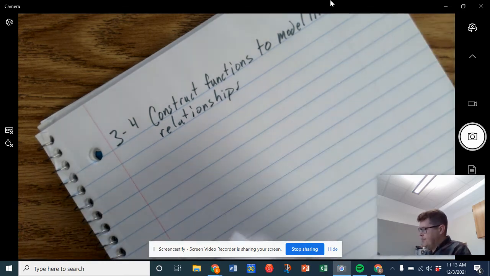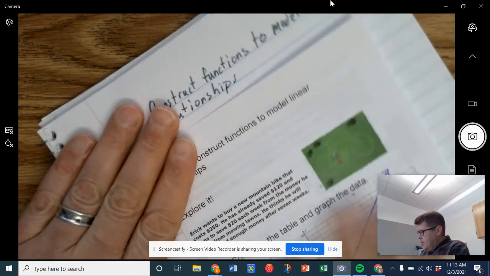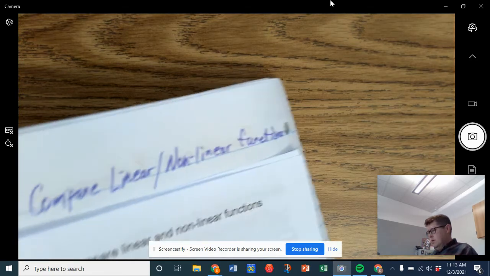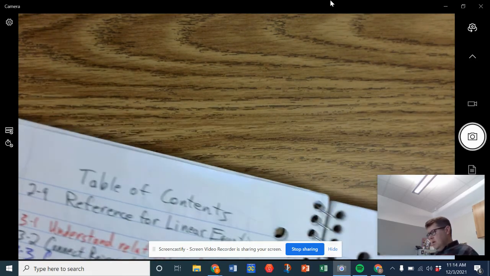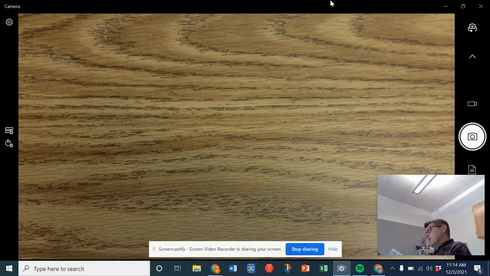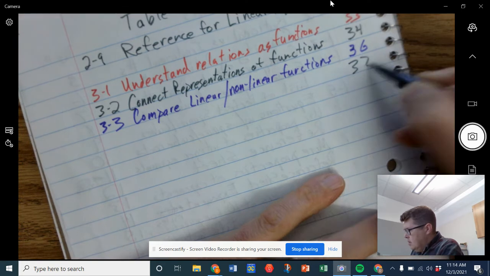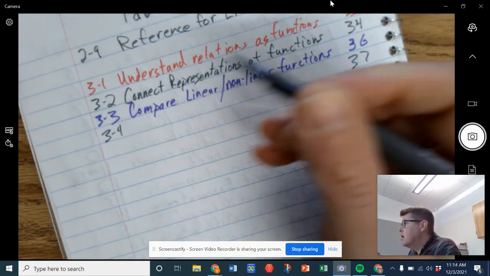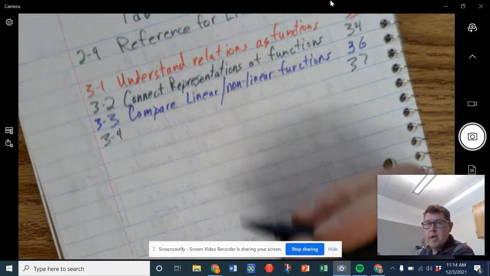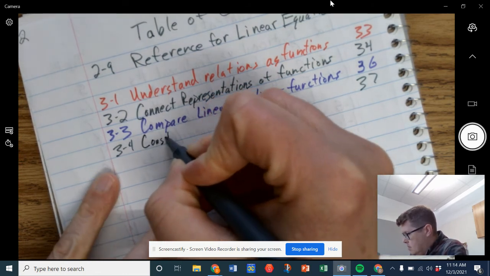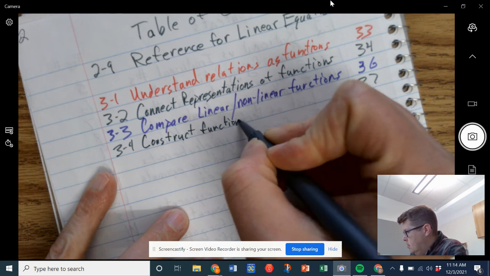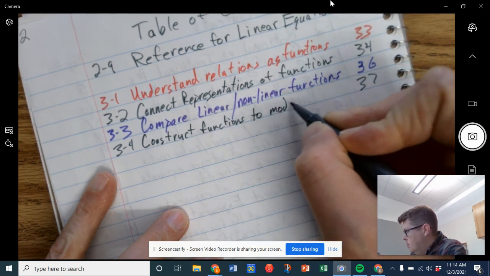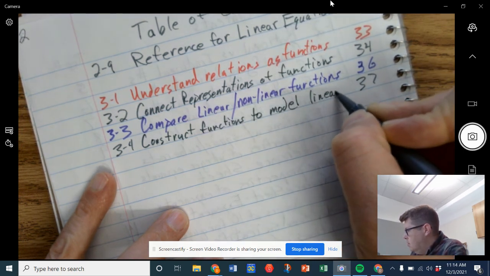Okay. So I'm going to put that in there, and then we'll go to our table of contents real quick. It's on page 36. Nope, no, 37. That is 3-4, Construct functions to model linear relationships. There you go.